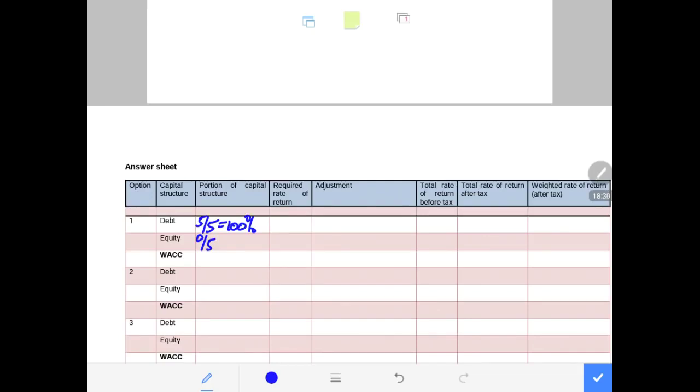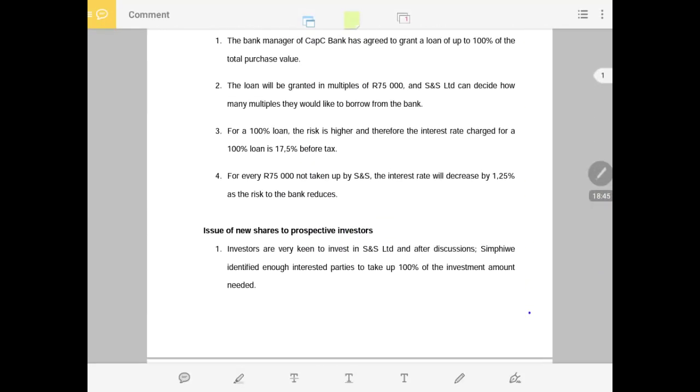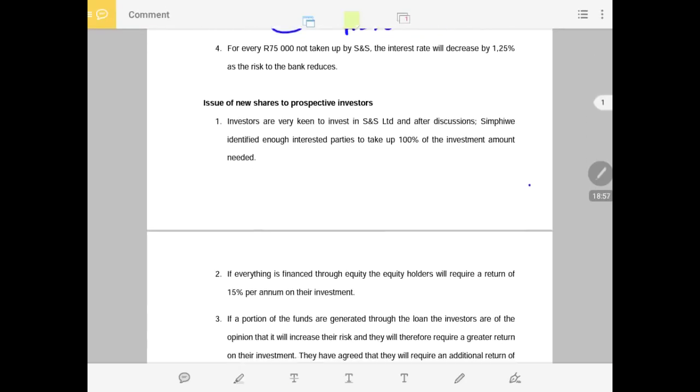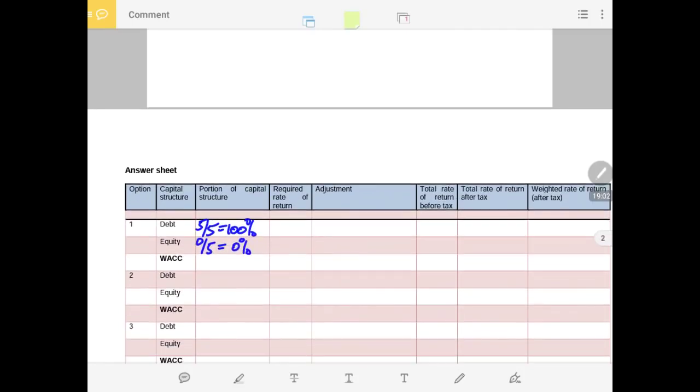Then we need to see what will be the weighted average cost of capital in this scenario. So this is 0% in terms of weight regarding equity. Then the return, remember our return still remains as 17.5% and 15%. The return of the loan, in the case where we take the entire 375,000 rands as a loan, this will be the interest 17.5%. Therefore that will be our rate of return.